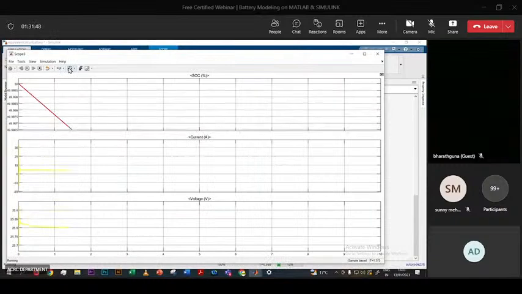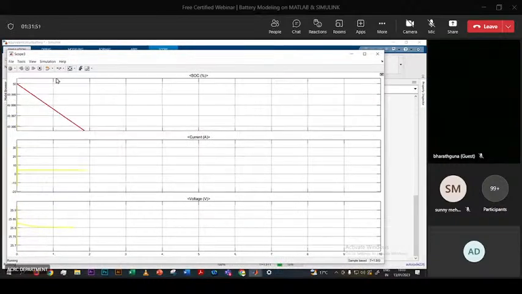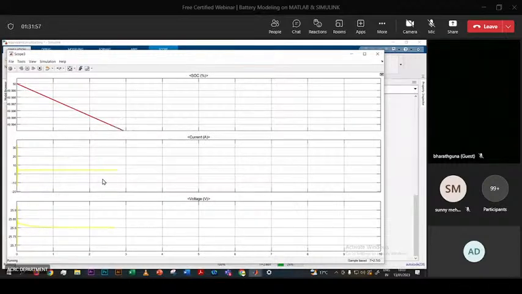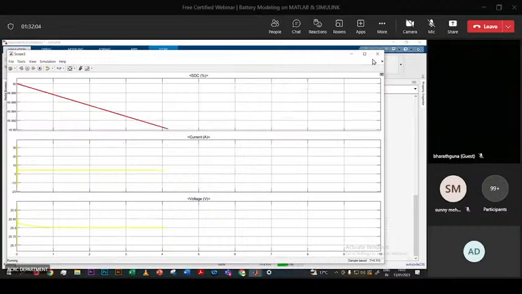So we can see that when the battery is connected to the load, the SOC of the battery starts decreasing, which means the battery is discharging. Okay, so SOC decreases, that means the battery is discharging.